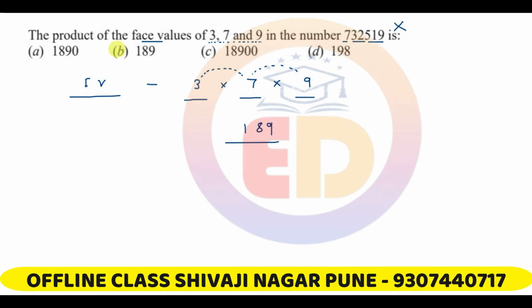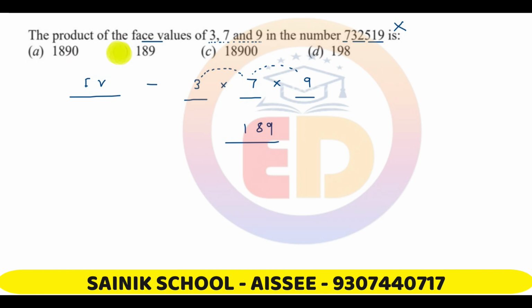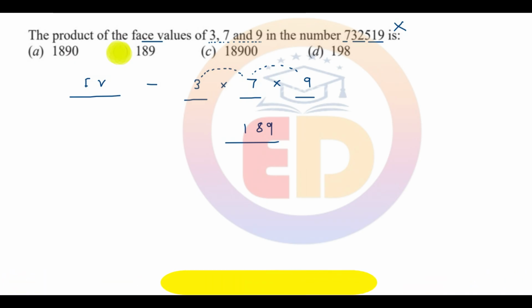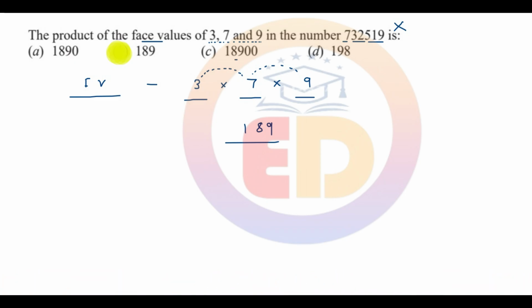So it is very important that you read the question carefully. If it says face value, don't start finding the place value and then multiplying, because in that case you might end up getting answer option C, or you might get confused. Answer is option B.